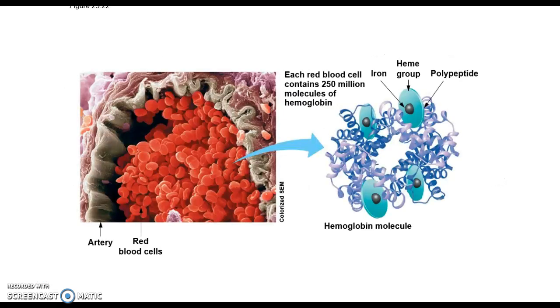And I think there's a good picture here. That's a fairly large artery that it's showing here with blood inside and all of these little red blood cells. And every one of those red blood cells has millions of these hemoglobin molecules that will carry around our oxygen for us and carry out our carbon dioxide.